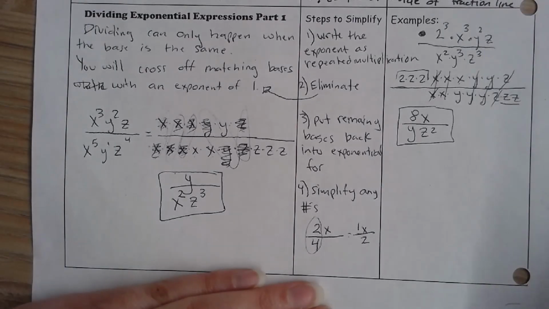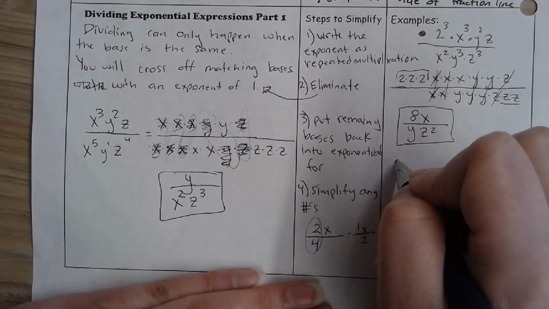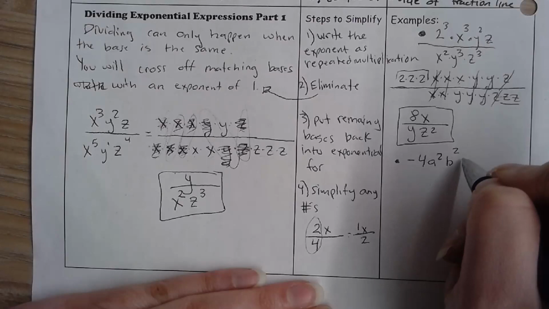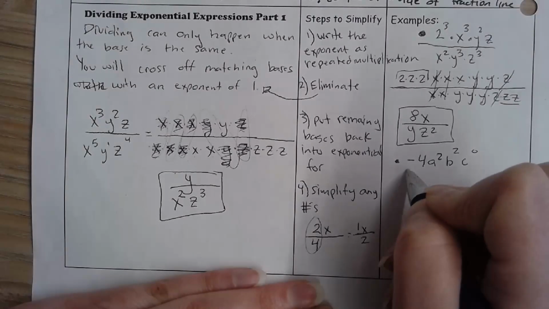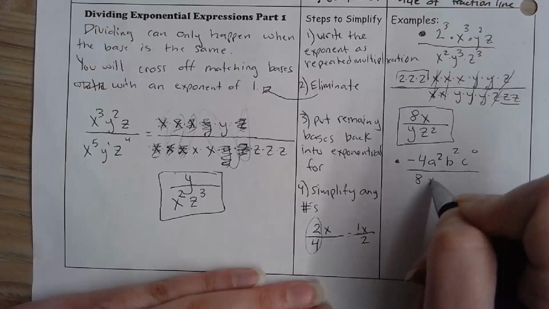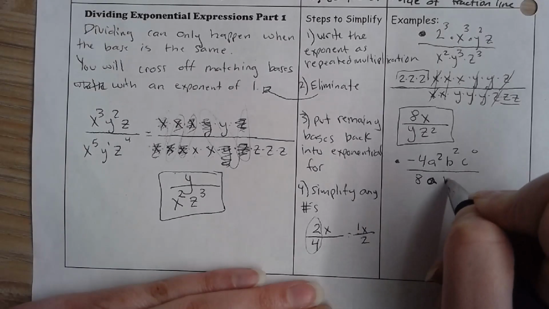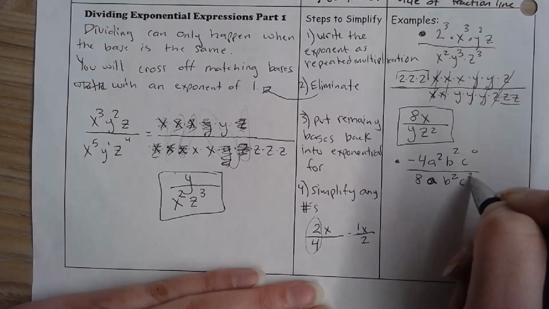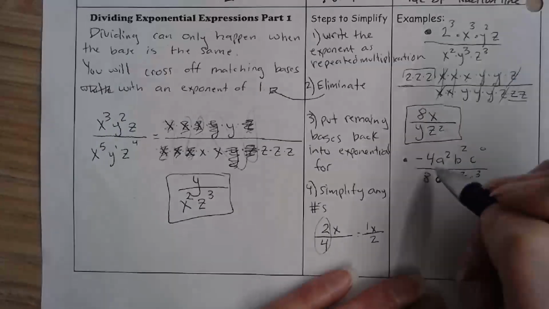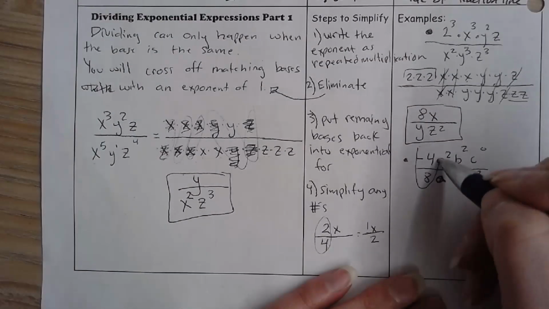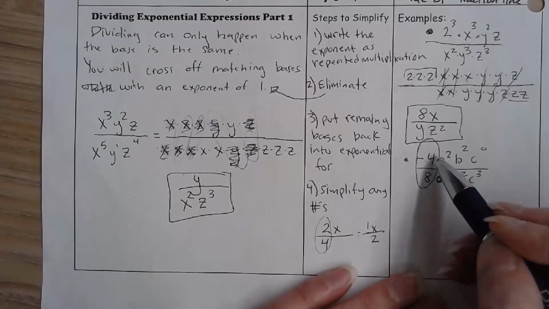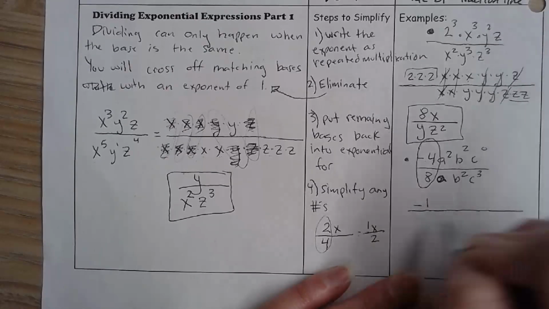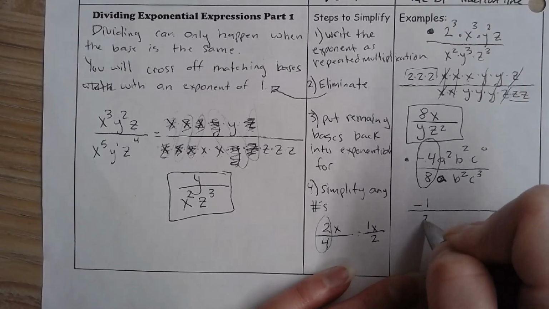Okay, let's look at a different one. Let's say we have negative 4a squared b squared c to the 0 power over 8a b squared c to the 3rd. Okay, so let's look at this. Let's go ahead and simplify this right here. Negative 4 over 8. Well, I know 4 goes into 4 once and 8 twice. So that's negative 1. And that is going to be 2.